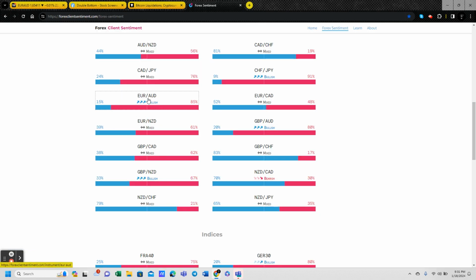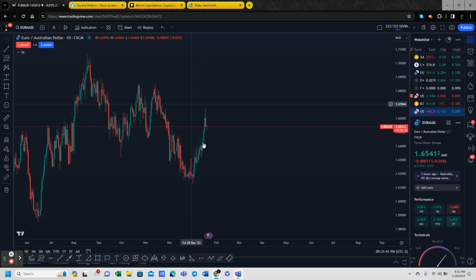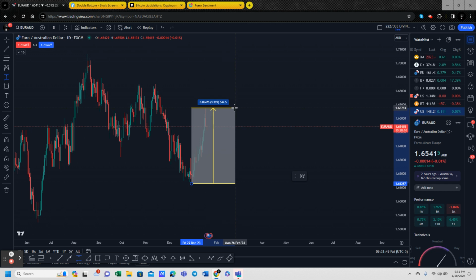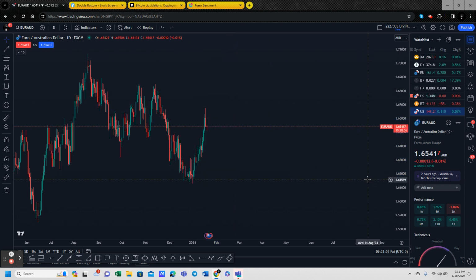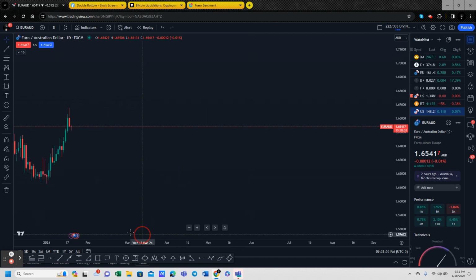All right, look at this. Euro, Australian dollar, we got what? 85% are short, 15% are long. Look what price is doing. Price is in an uptrend. How many pips? Well, at least up here it's a 547 to 418. So you see what's going on.